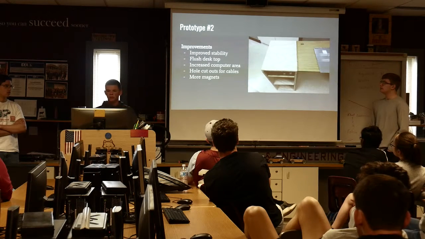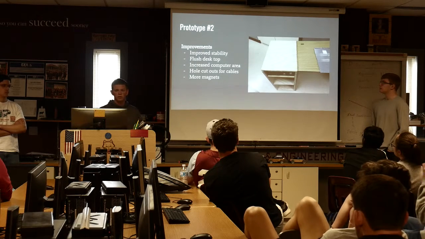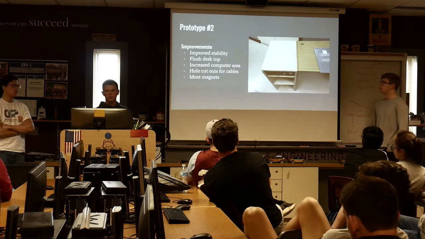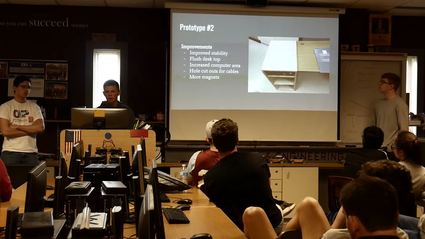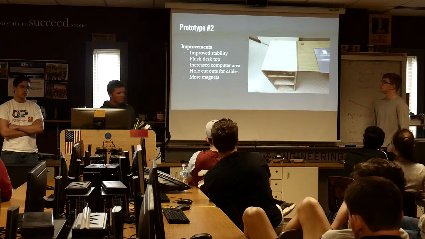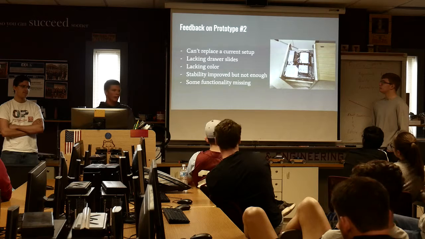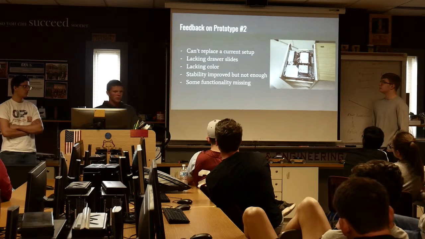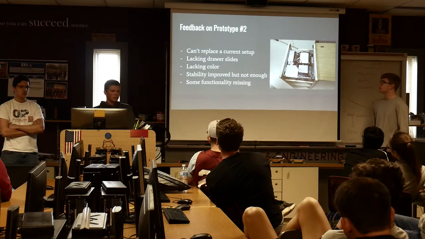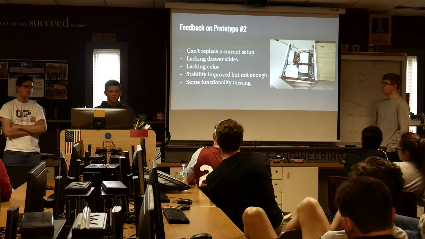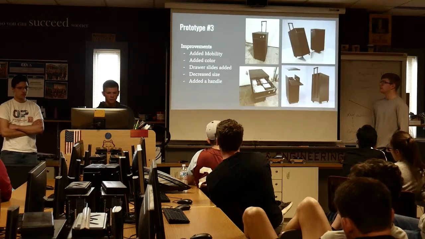For prototype number 2, as you can see in the picture, we made the computer compartment flush with the desk, which is what our consumers wanted. We improved the stability with the bottom of the desk. We increased the computer area, and we cut out holes for cables, as you can see in the top left of the desk. And we put magnets to attach the top of the desk. Some of our feedback on prototype 2 was that it can't replace their current setup because they want to keep their desk, and it's lacking drawer slides and color. The stability improved, but they wanted to keep their desk as stable as it was, and there's some functionality missing.